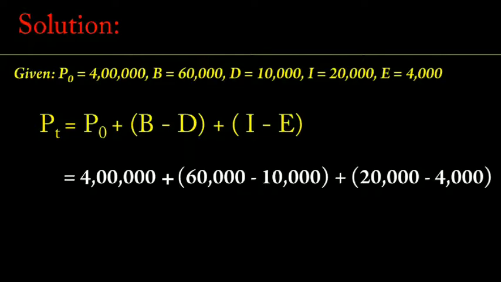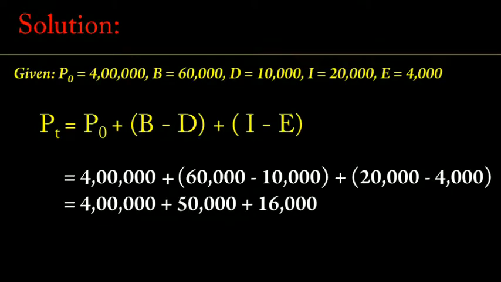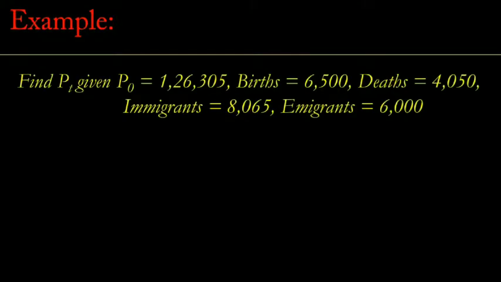In the next step, write 4 lakh as it is, plus now simplify the values which are given inside the bracket. So 60,000 minus 10,000 will be 50,000, plus 20,000 minus 4,000 will give you 16,000. And at the end, add all the values and get the final answer, which is 4,66,000.